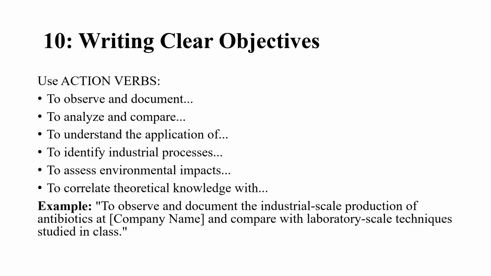Now, about writing, you have to use the action verb, like you are basically performing a process, right? So, for example, to observe and document, to analyze and compare. These are few examples. And then this example you can look here, to observe and document the industrial scale production of an antibiotic. And then you can insert the company name where you have visited and compare with the laboratory scale techniques studied in the class.